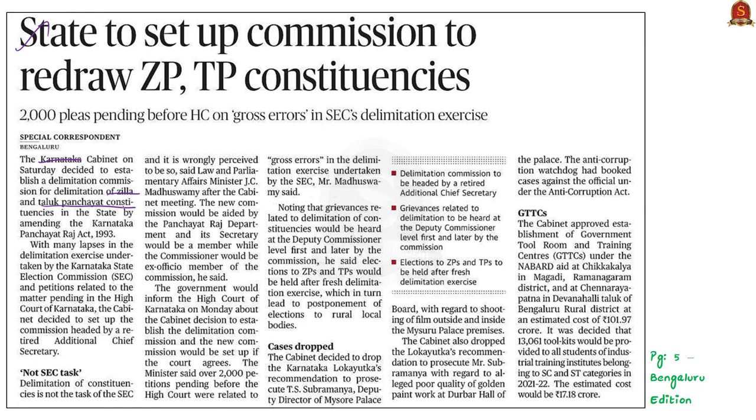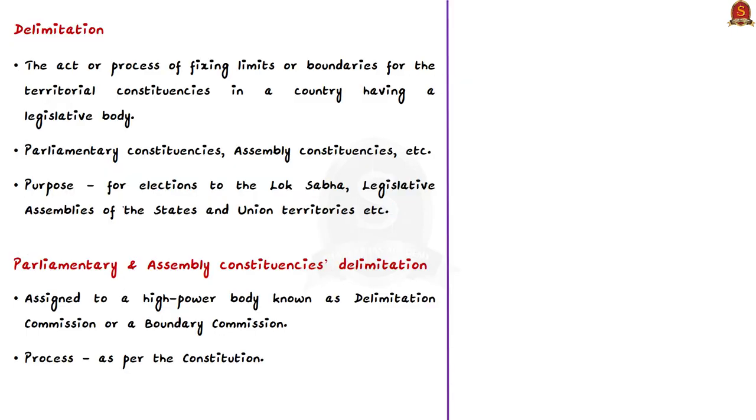See, delimitation literally means the act or process of fixing limits or boundaries. And the boundaries are fixed for the territorial constituencies in a country that has a legislative body. Here, the territorial constituencies refer to the parliamentary constituencies, assembly constituencies, and also the constituencies of Gram Panchayat, Taluk Panchayat and Zilla Panchayat. See, if you remember, in India, all states have a uniform three-tier Panchayat Raj structure, and at the base, we have Gram Panchayat. In the intermediary level, we have Mandal or Taluk Panchayat. And then at the apex level, we have Zilla Panchayat.